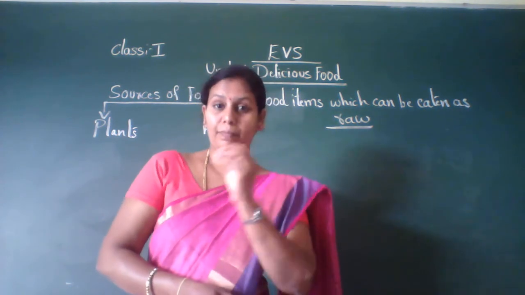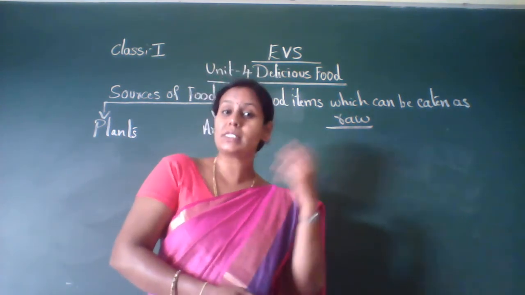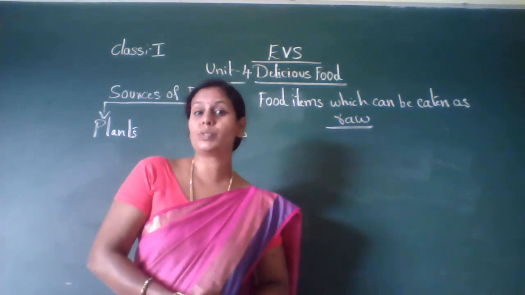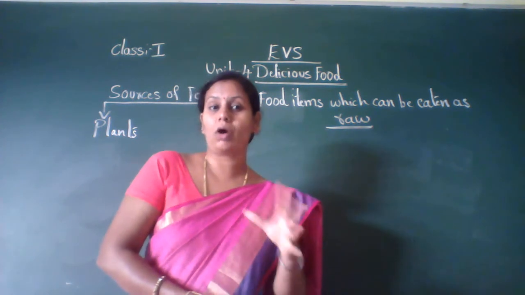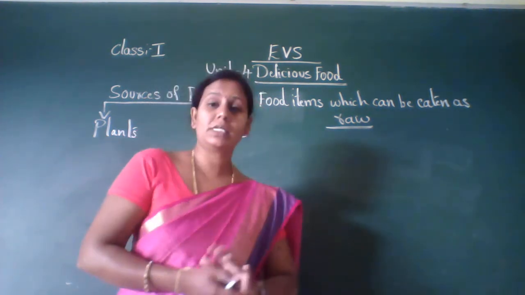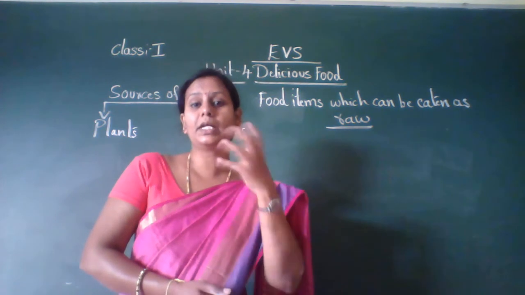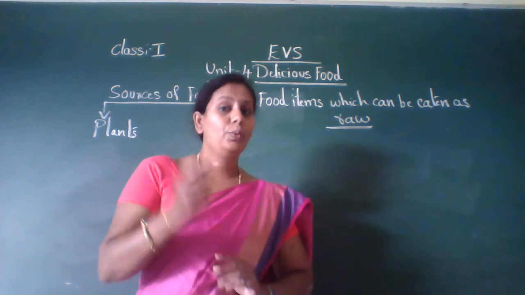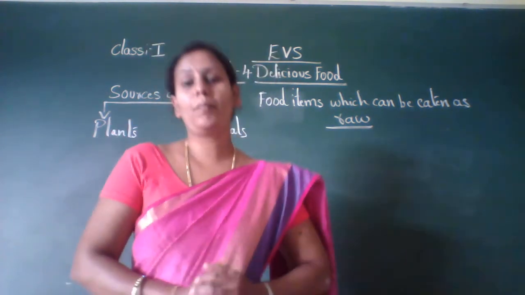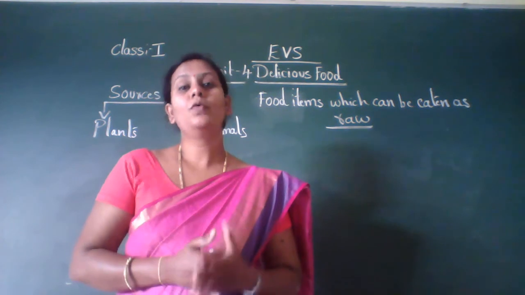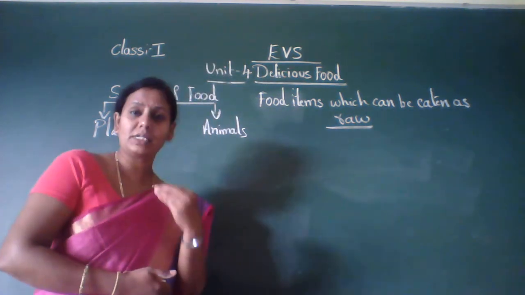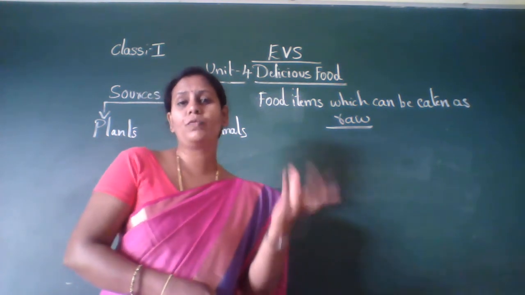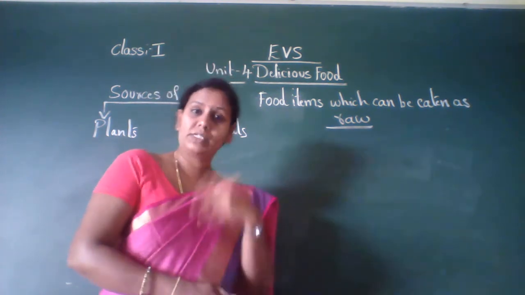Raw means hasiyaagi tinnadu, eaten uncooked. Do you know which are the food items we eat that can be eaten raw? Which are the food items we can eat raw? Who will tell? Fruits, isn't it? All the fruits we eat raw. We won't cook any fruits. No, we eat fruits raw.